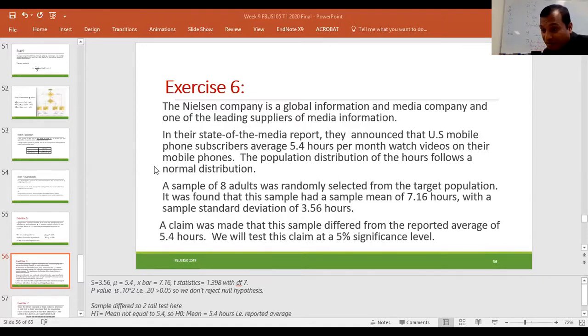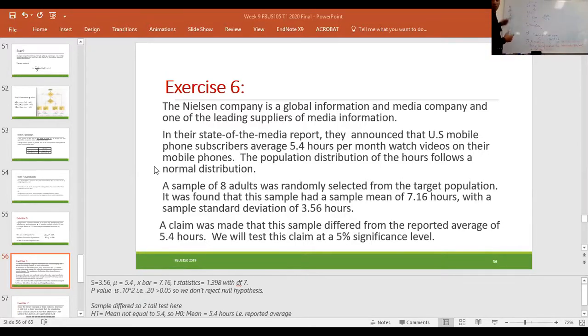Two-tailed. Exactly, it will be two-tailed because they're not indicating the direction. We'll see some more exercises where the direction is clearly mentioned. But this is again the same case as the first one: differed from the reported average of 5.4 hours. We will test this claim at the 5% significance level and see whether there is support for this claim or not. So just gather the information that is given.